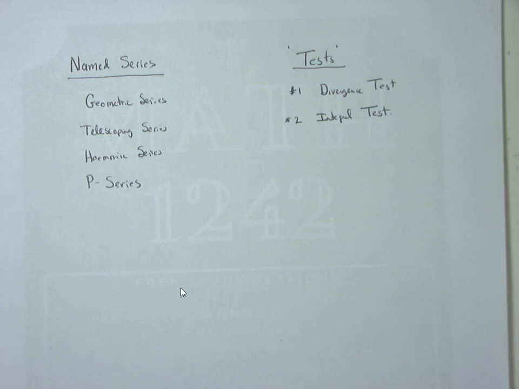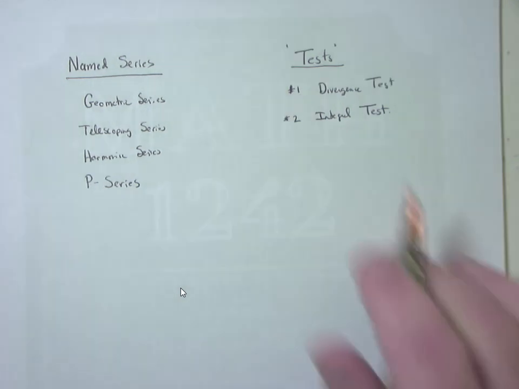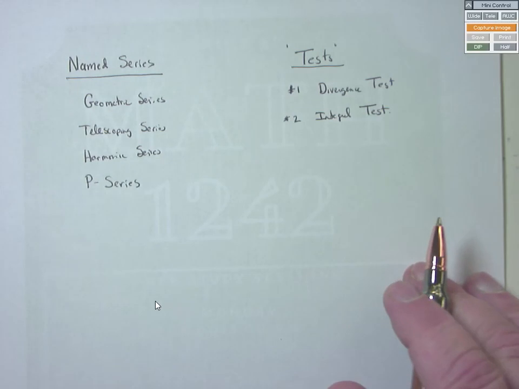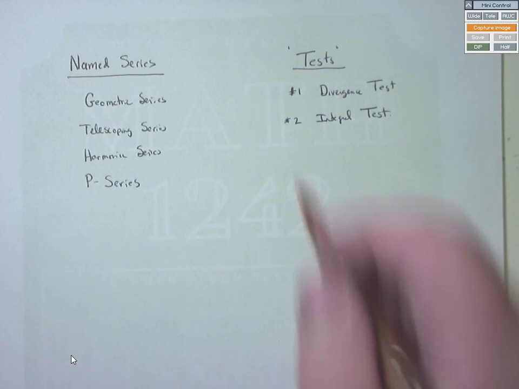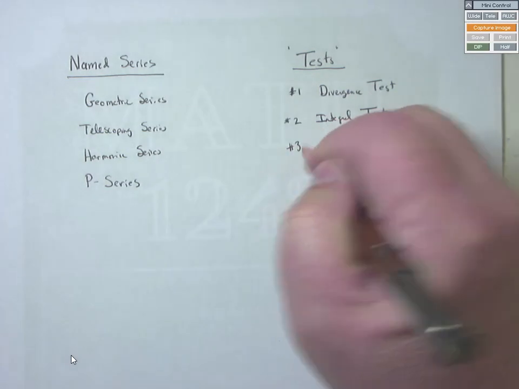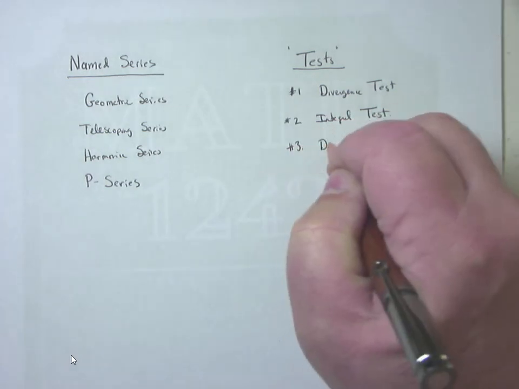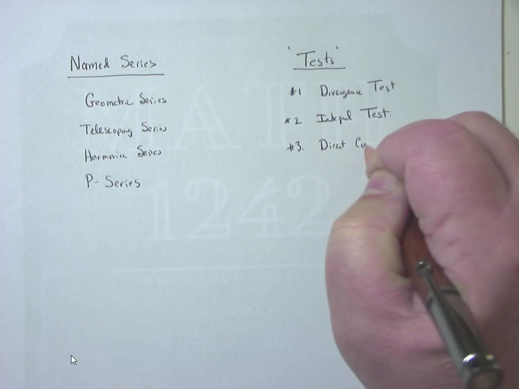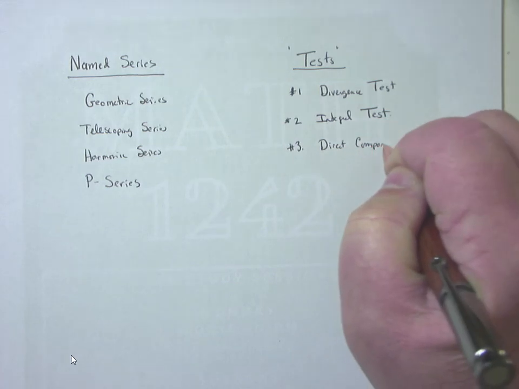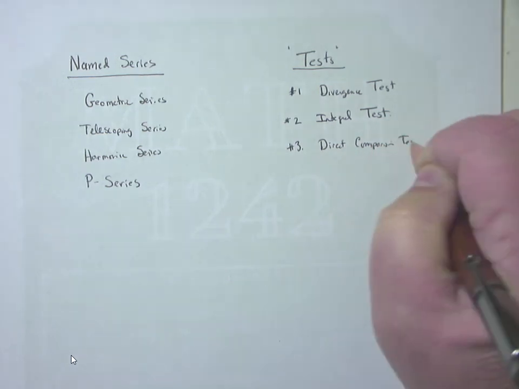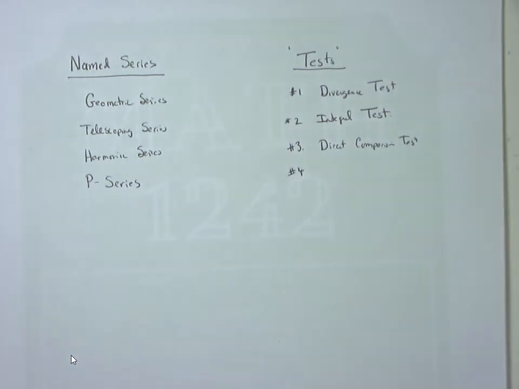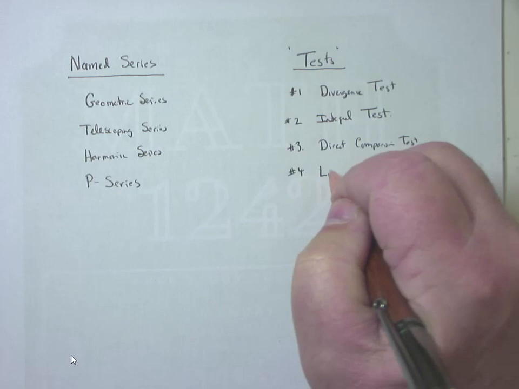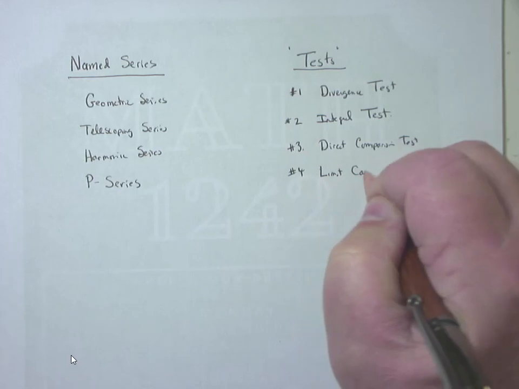Now in terms of tests, the first test we talked about was the divergence test. The second test we talked about was the integral test. The third test we talked about is the direct comparison test. And we just got started on the fourth test that you guys have to memorize, which is the limit comparison test.